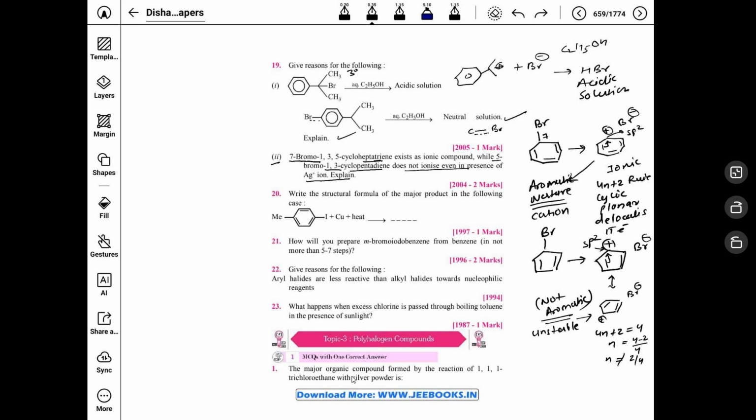Okay, now moving to question number 20. Write the structural formula of the major product in the following case. This is an example of the Ullmann reaction. When you see copper and aryl iodide, bromide or chloride, it undergoes coupling of the two species. So two molecules of this will couple and you will get this product. This is called the Ullmann reaction.